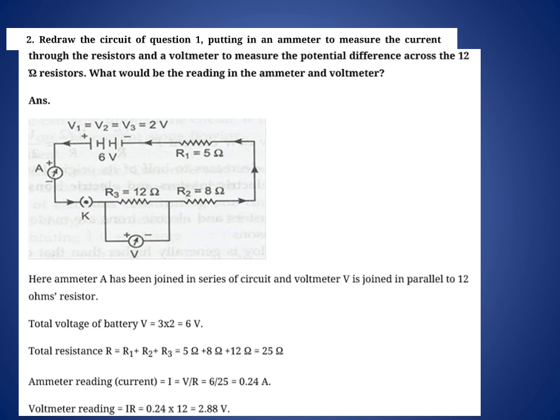Now we'll find the voltmeter reading across the 12 ohm resistor. Very easy: we apply Ohm's law directly to this 12 ohm resistor. V is equal to IR. The current is common as the resistances are connected in series, following the same path. So current is 0.24 ampere into 12 ohm resistance, so the answer will be 2.88 volt.